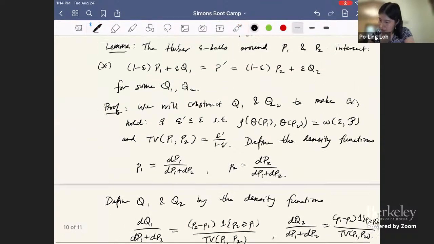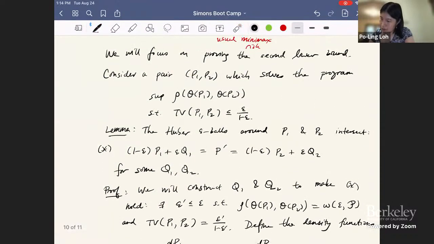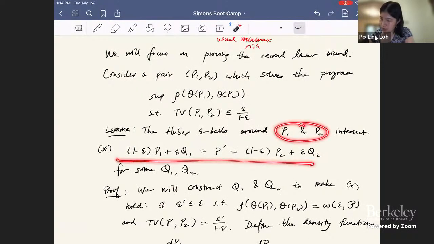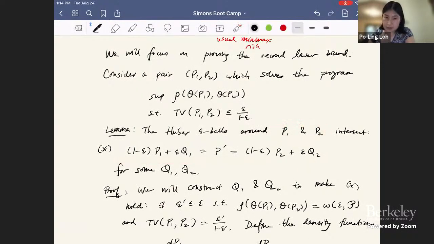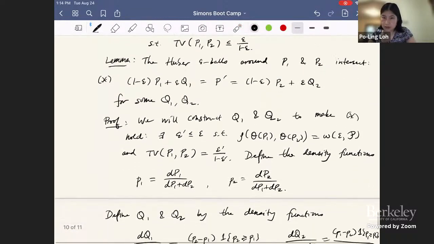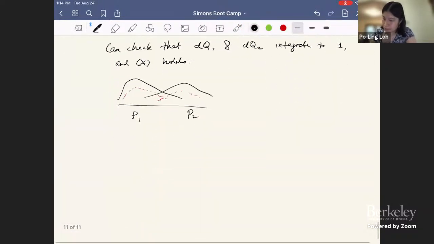So what's the point? We have these two distributions, P1 and P2, and we know that the Huber balls intersect. Now we're going to play around with this statement. Okay, so let delta be bigger than 0. That's the end of that proof.